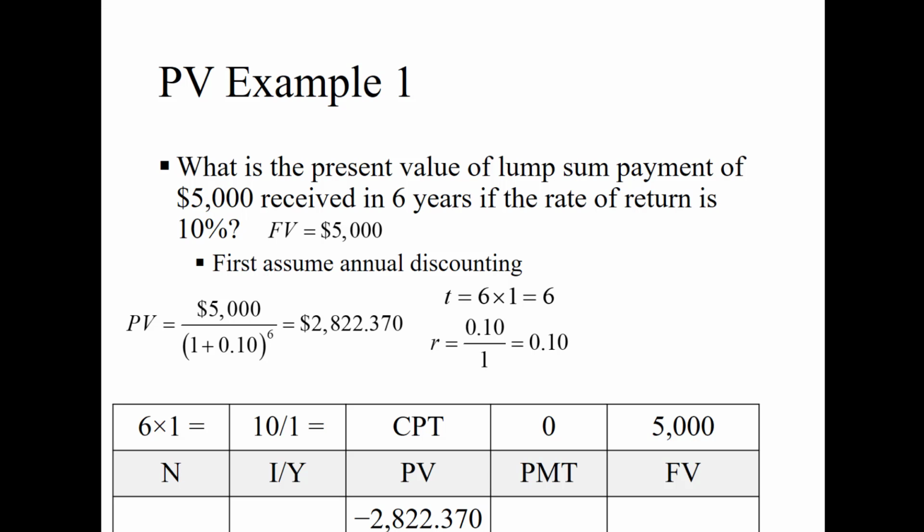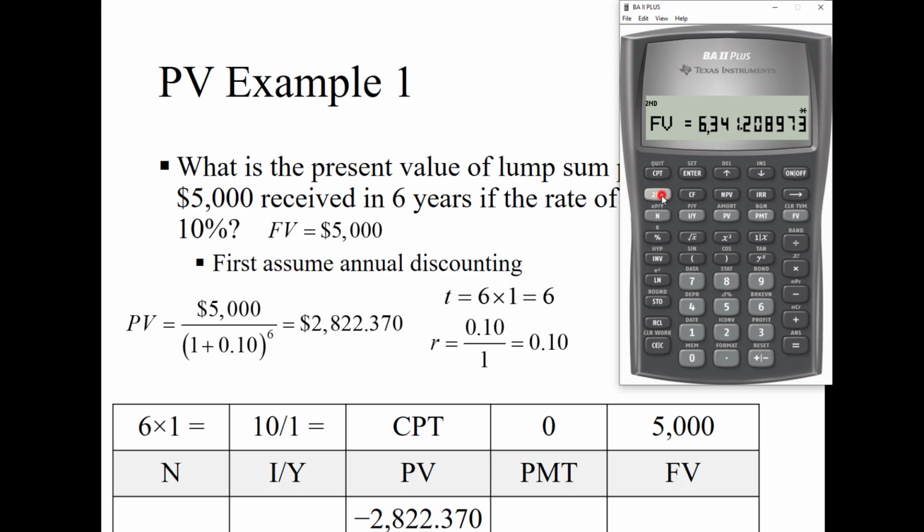Our next example will look at how to calculate the present value. And we want to know the present value of a lump sum payment that's going to be received in 6 years of $5,000 if the rate is going to be 10%. And first we're going to assume annual discounting, and you see our formula and our inputs there. Our N is going to be equal to 6, so I'll type in 6 and then hit the letter N. Our interest rate is going to be 10%, so I'll type in 10 and then IY.